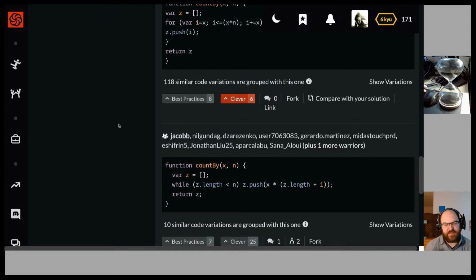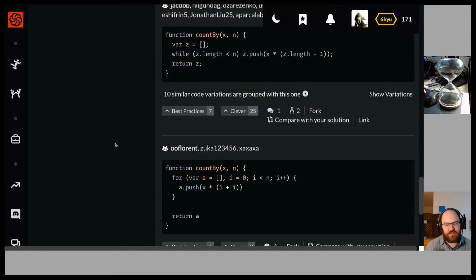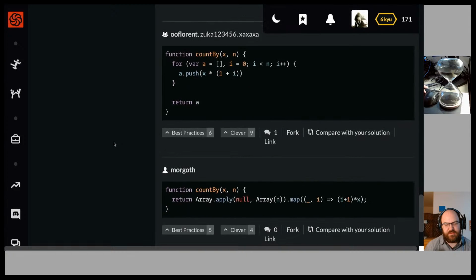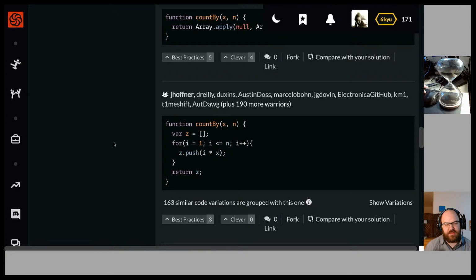While z.length less than n. Oh, well, that's interesting. z.push x times z.length plus 1. Oh, so use the length of the array as a hint of what to add to it. That's kind of neat. I'm looking for... okay, oh, loading more solutions. There we go. Yeah, it's all i times x.